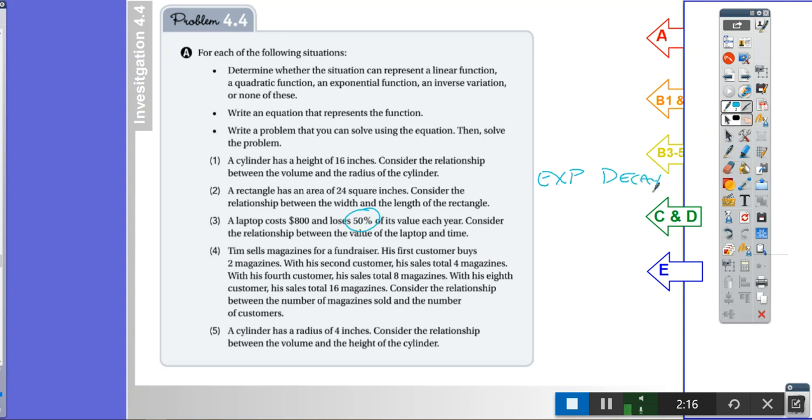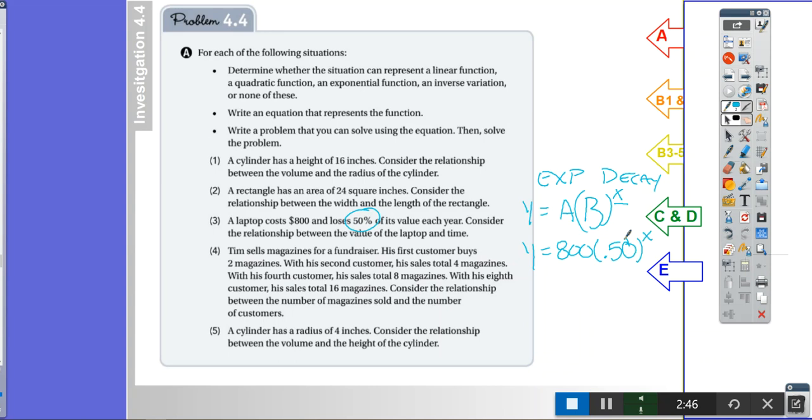And exponential decay can be written in its equation form as y equals a times b to the x power. And exponential relationships simply mean that the exponent is the variable. And so we have a y-intercept of our initial value, 800. So y is equal to 800 times 50% as a decimal to the x power. And this is called the decay factor.